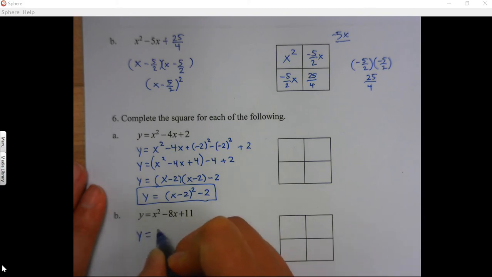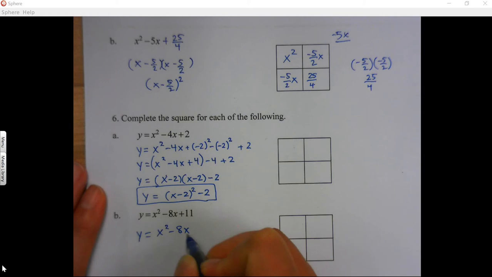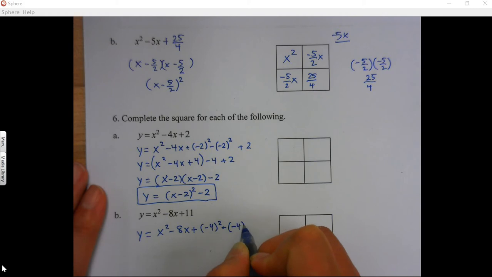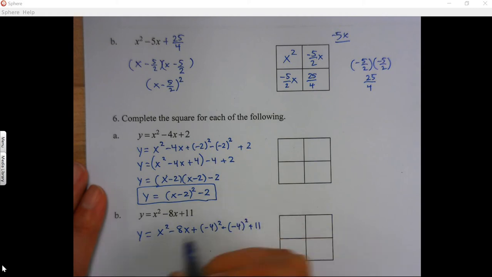We have y is equal to x squared minus 8x. Again, I divide this b term right here in front of the x in half, so that is going to give me a negative 4 squared that I need to add and subtract. And so we have y is equal to x squared minus 8x. I have a positive 16 and a negative 16. And then I'm going to factor again these first three terms. So we have x minus 4 squared and then minus 5.